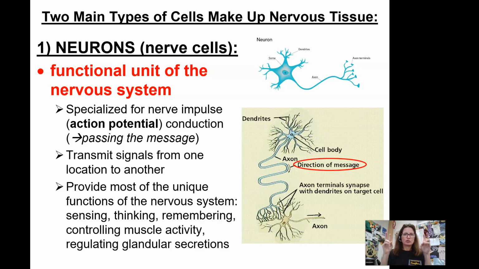So who's the functional unit? Who's the one passing the messages in the nervous system? It's going to be the neuron, which means when we get into the second type of cell, he is not going to be the functional unit. He's not passing the message.